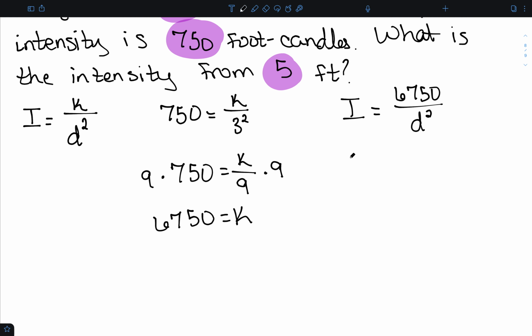What is my intensity from 5 feet? So let's stick in 5 for D. And I can use a calculator to divide 6,750 by 25 to get that my intensity will be 270 foot candles.